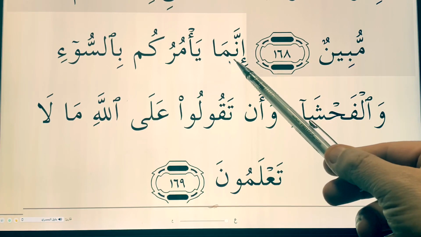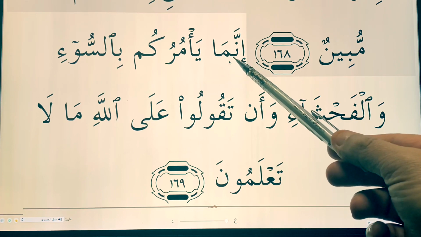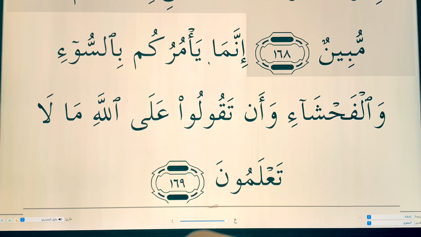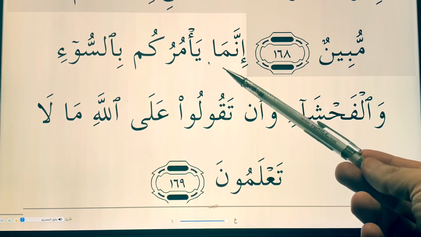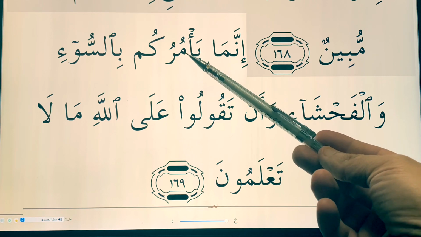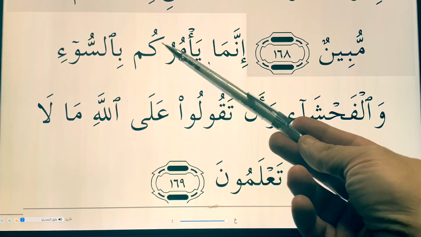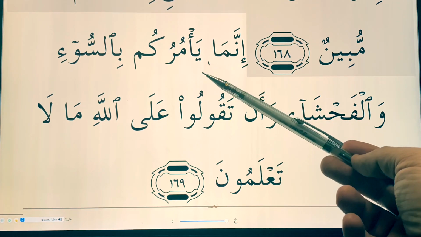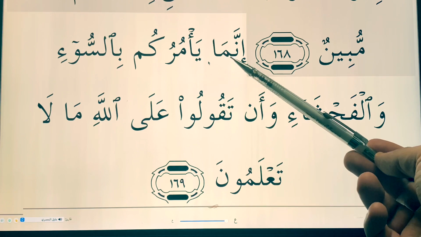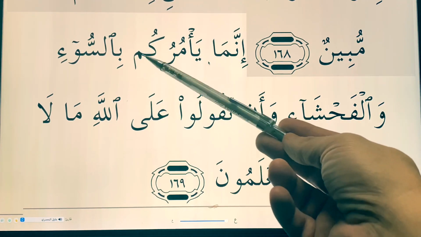Here. Innama. So this is innama. Right? إنما يأمركم. This Hamza with a sukun over it. يأمركم. إنما يأمركم. Okay, this is the tricky one.